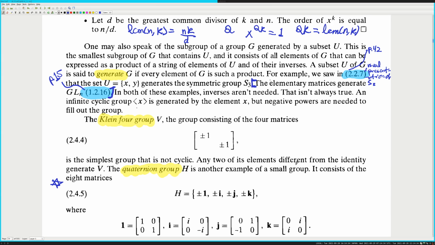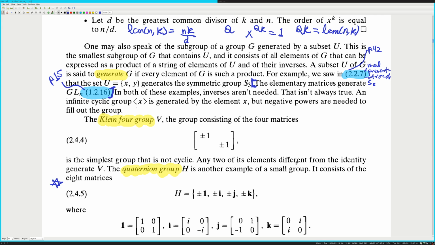Any two of its elements different from the identity generate V. Any two of its elements different from the identity. I'd have to think about that some more.